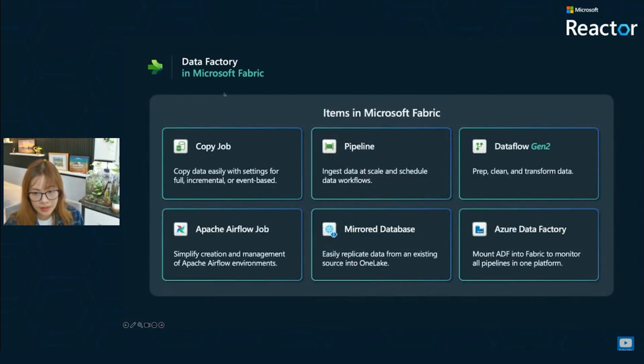Here are some of the items that are provided with Data Factory in Microsoft Fabric. You have Copy job to easily copy your data. You have pipelines to orchestrate and schedule things at scale. You have Dataflow Gen2 to help prep, clean, and transform your data. You have Apache Airflow jobs to simplify creation and management of Apache Airflow environments. You have mirrored databases to help you easily replicate data from an existing source into OneLake. And you also have Azure Data Factory, which allows you to mount the existing Azure Data Factory into Fabric to monitor all pipelines in one platform.